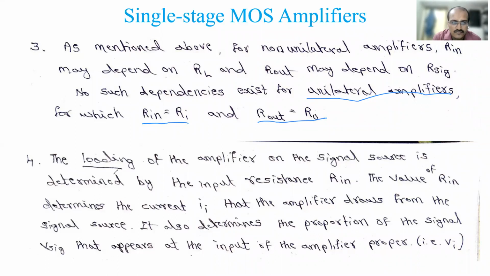Next point, the loading. The loading of the amplifier on the signal source is determined by the input resistance Rin. The value of Rin determines the current Ii that the amplifier draws from the signal source. It also determines the proportion of the signal V signal that appears at the input of the amplifier proper. There is a relation between Vi and V signal, given by the voltage divider rule. We will see that in the problem and how to use it.